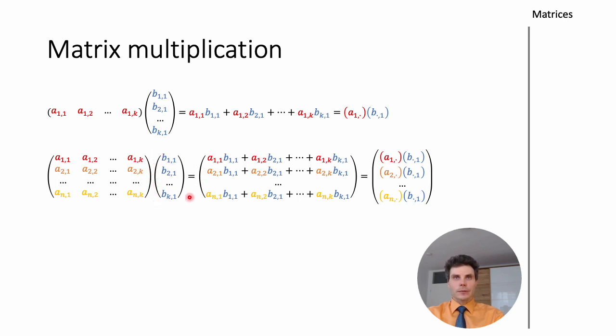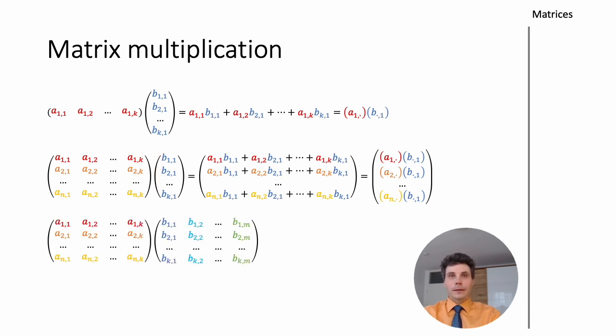so that the second matrix is no longer composed of only one column. Assume we have two matrices. One is n by k, n rows, k columns. Another one is k rows and m columns. So the important thing is that the number of columns in the first matrix must be equal to the number of rows in the second matrix. Otherwise, the multiplication will not work.